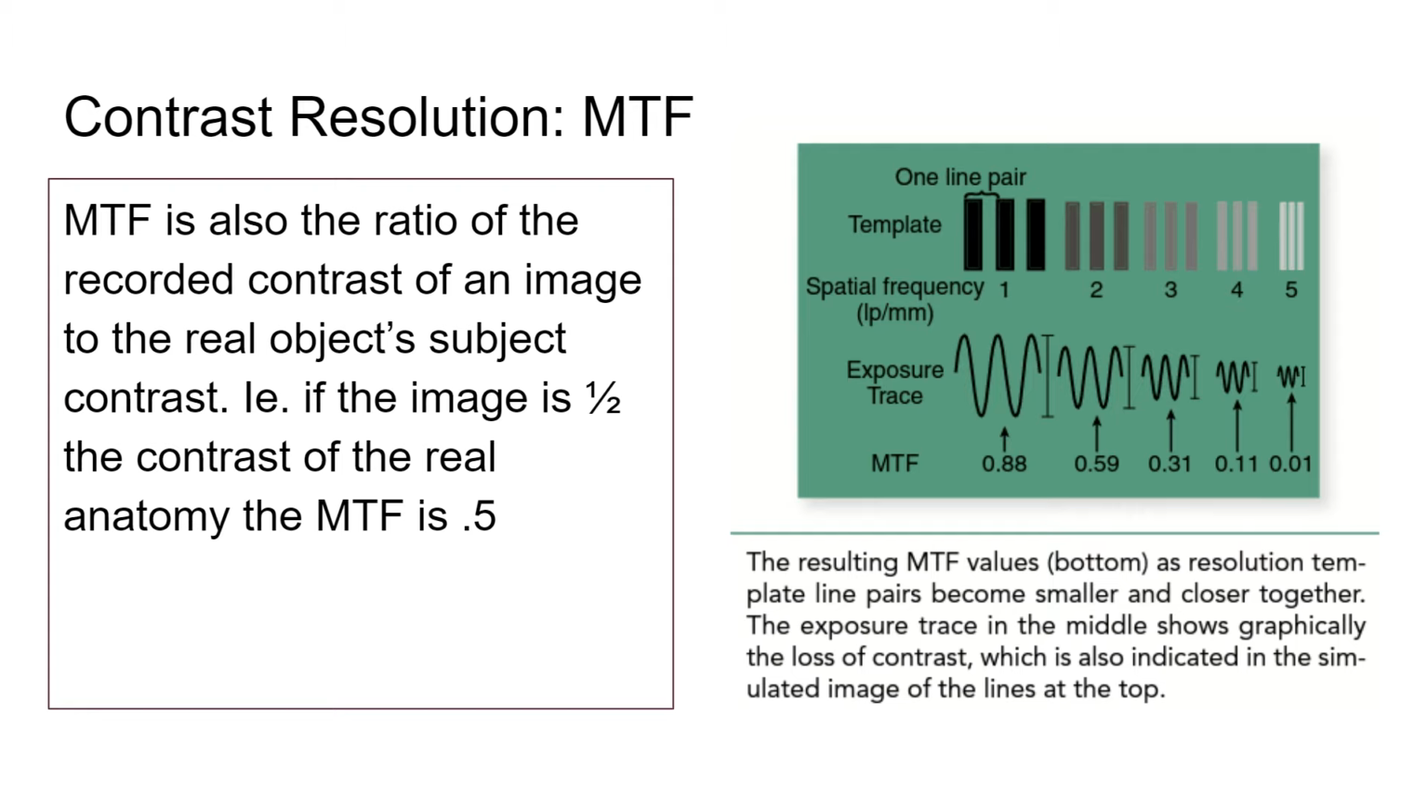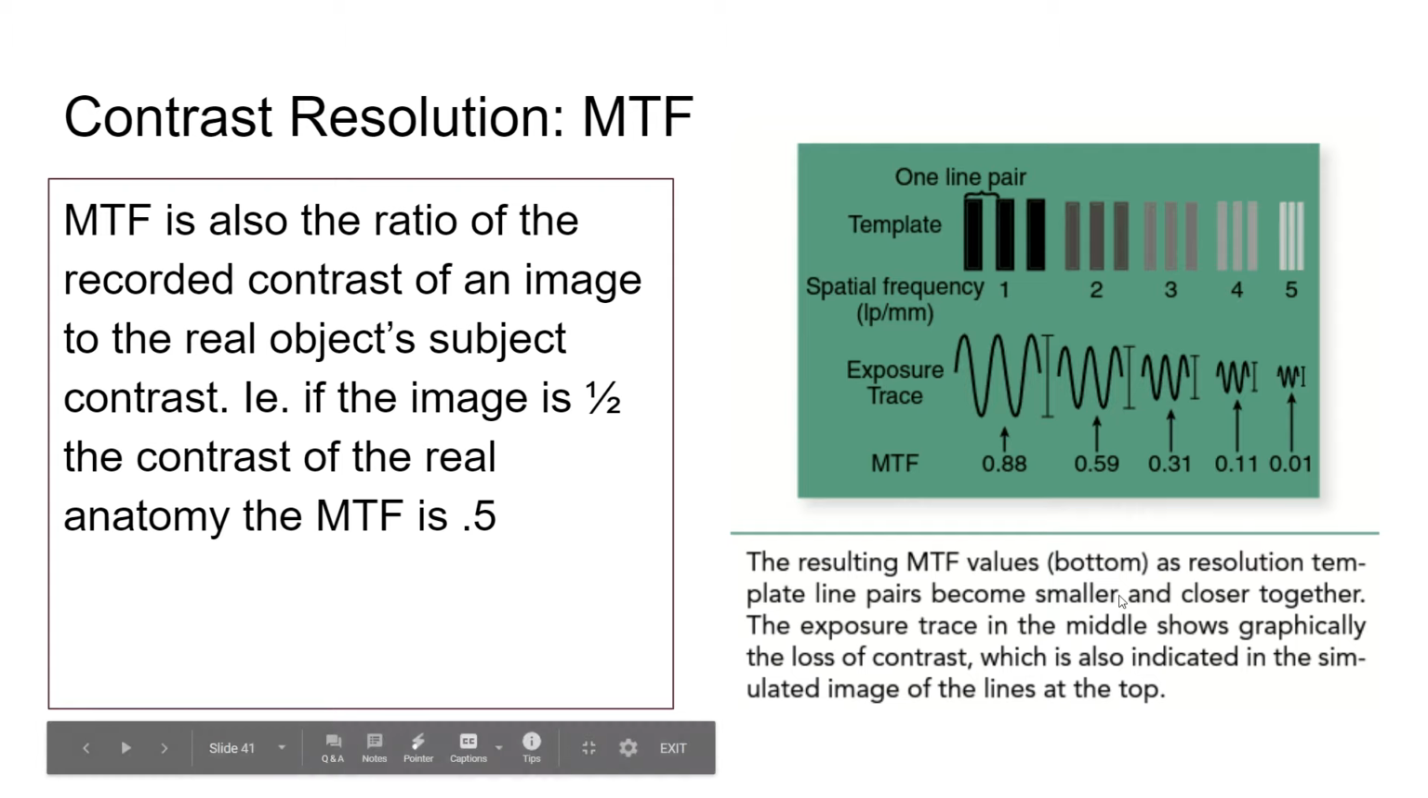So what you would really want is the highest MTF possible. If you were to have an MTF of 1, which is impossible, right, for a lot of different reasons, that would be perfect contrast of the object translated to the contrast of the image. That would be great, right?